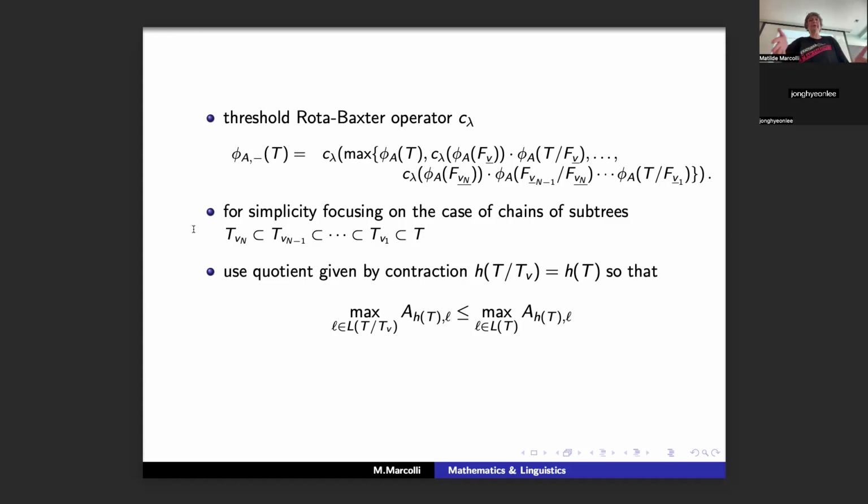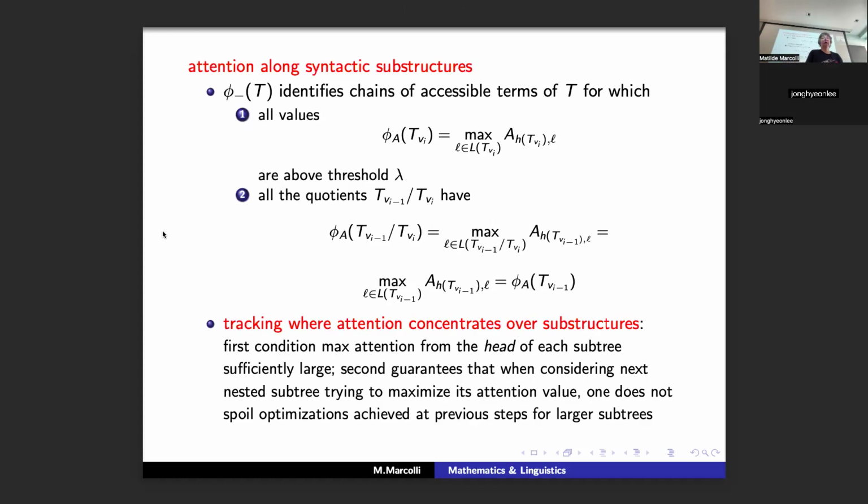But so you can look at chains of substructures where the attention gets maximized at every step, and try to correlate those to actual syntactic relations in the sense of the structure of the syntactic tree. So this Birkhoff factorization that we've been talking about in these various models of the syntax-semantics interface will give you chains of accessible terms that maximize the corresponding attention from the head, where that would locate the optimal attention, and that is everywhere above a certain fixed threshold, and where all the quotients don't lose the optimality that's already achieved.